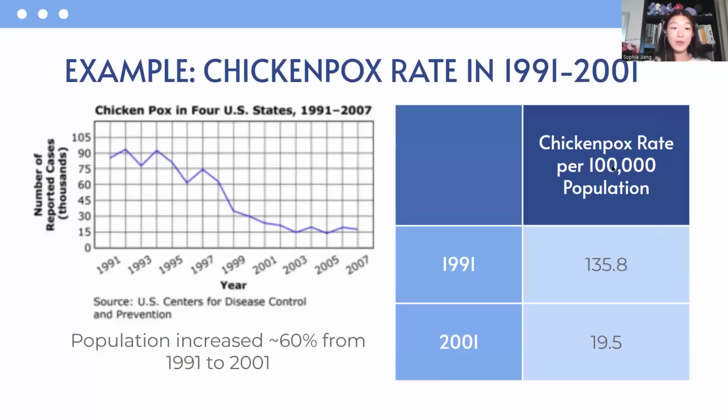And now let's take a look at chickenpox cases from 1991 to 2001. The number of cases of chickenpox has decreased as time went on, but we also have to note that the population increased by roughly 60% from 1991 to 2001. So when we look at the rate, we see an even higher decrease in the prevalence of chickenpox.